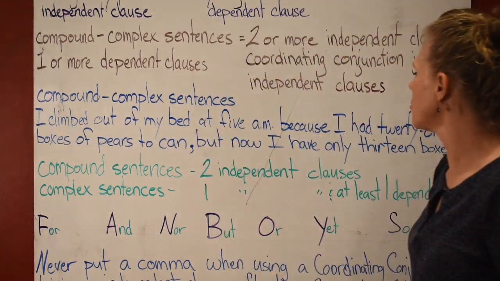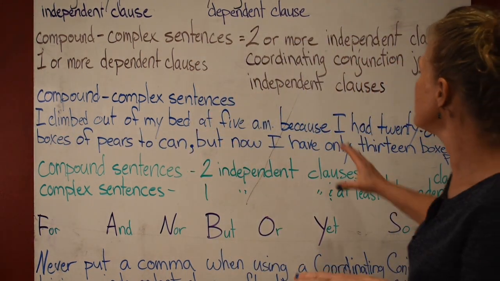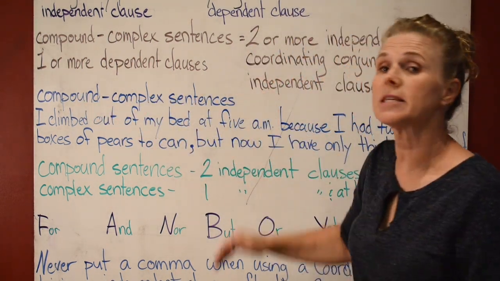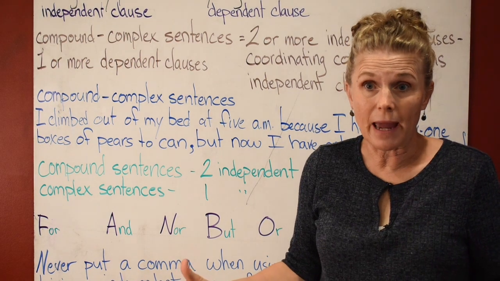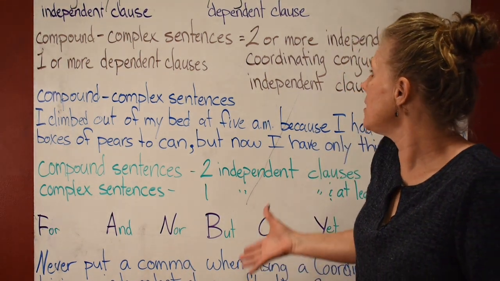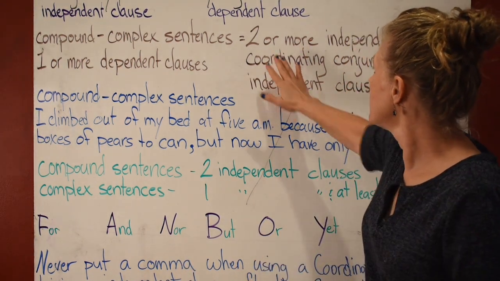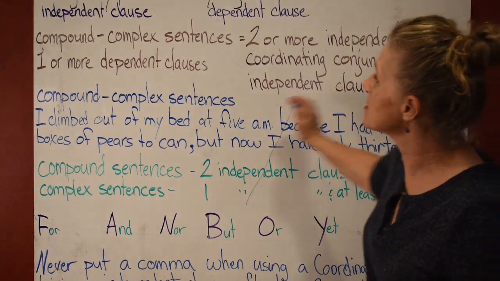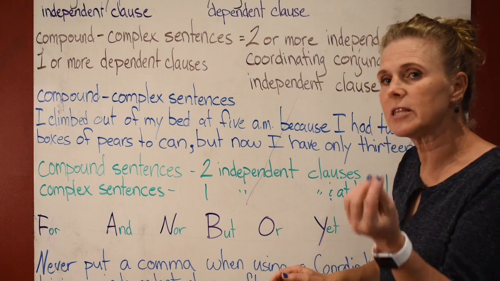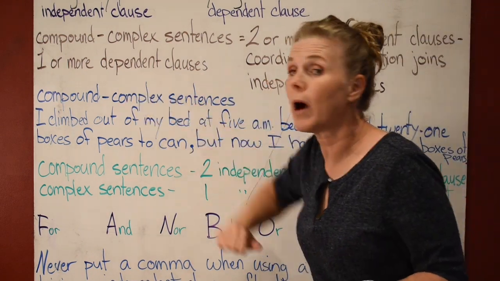This can stand alone. And oftentimes, compound complex sentences are some of the biggest sentences that we make because they can have more than 2 independent clauses, and they can have more than 1 dependent clause. You have to have at least 2 and 1.